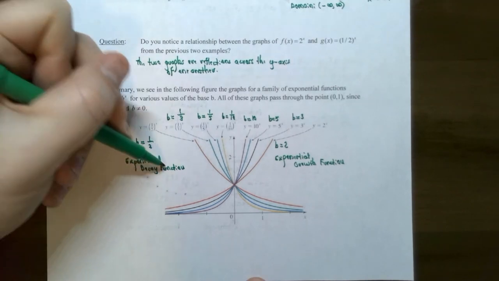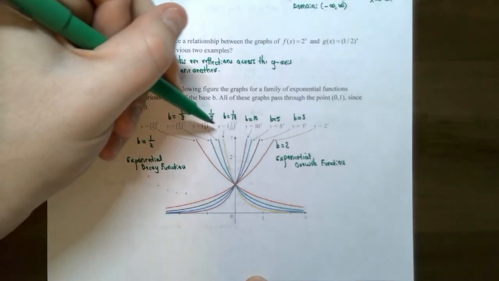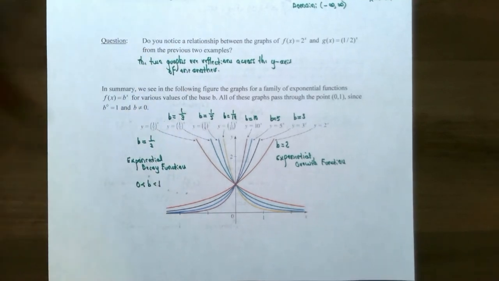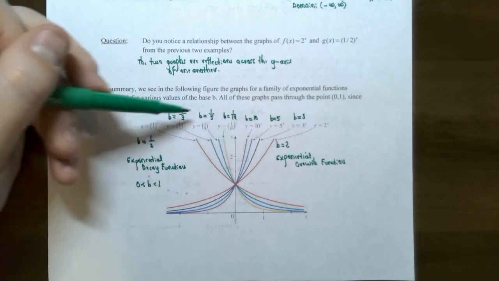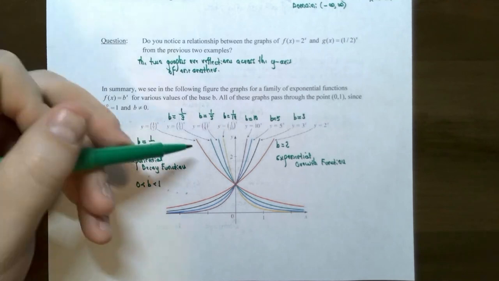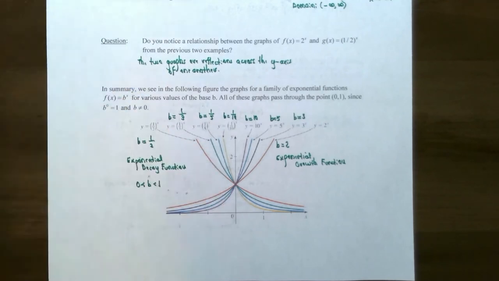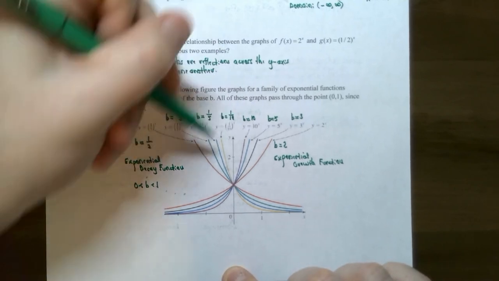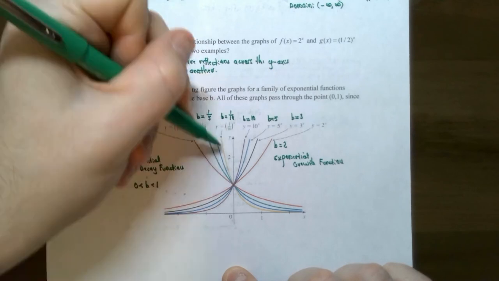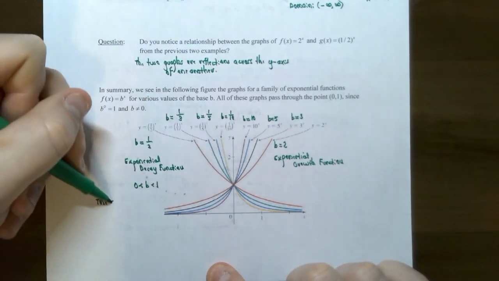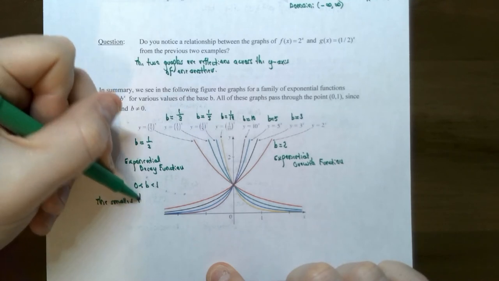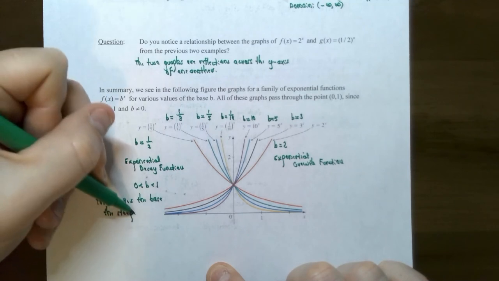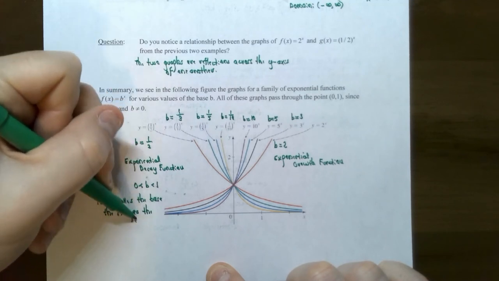If it's an exponential decay function, it looks like the base is less than 1. So if your base is bigger than 0 but less than 1, it's called an exponential decay function, and the graph will be decreasing from left to right. But even more, it looks like as you make the base smaller, the steeper the decrease. So the smaller the base, the steeper the decrease with exponential decay functions.